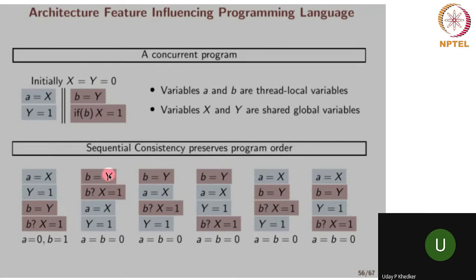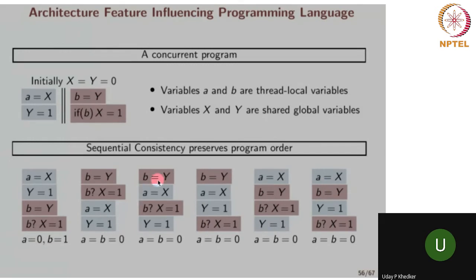However, if we were to reverse the order of execution of the threads, if we were to first execute this thread, we say B equal to Y. So now B gets 0. And if B is true, then X is equal to 1. So B is 0, so X is not made 1. Then when we execute this thread, we assign the initial value of X to A, so we have A equal to 0, and we have Y is equal to 1. So we get the result A equal to B equal to 0 in this particular order.